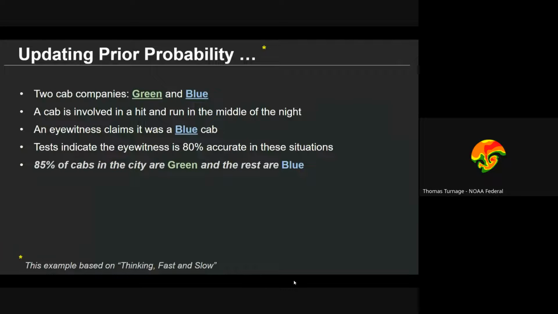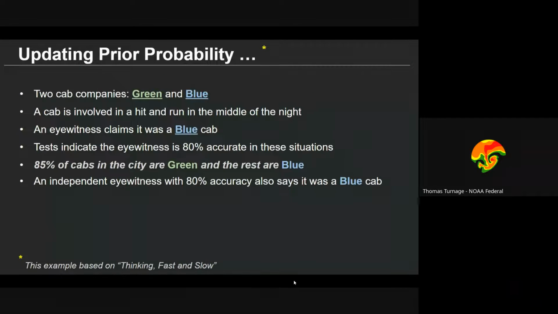Let's circle back to this now before we do that, however. So what happens if you get more confirming evidence? This is the same scenario that we left off with, where I just told you that 85% of the cabs in the city are green. But now let's add another facet here. Let's say now there's another independent eyewitness that's not at all influenced by the first eyewitness. They also have an 80% accuracy, and they also say it's a blue cab. So now what's the probability it's a blue cab?